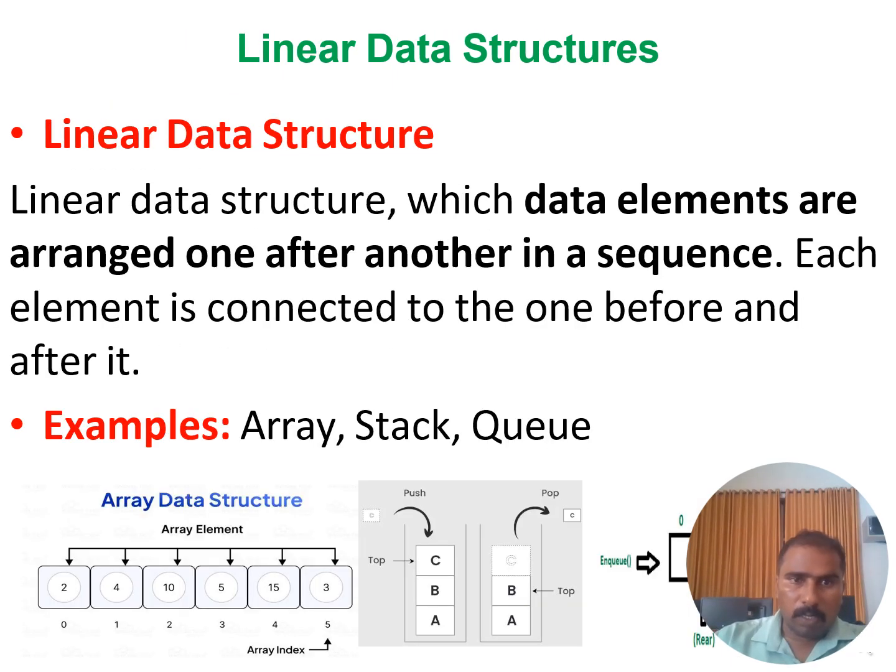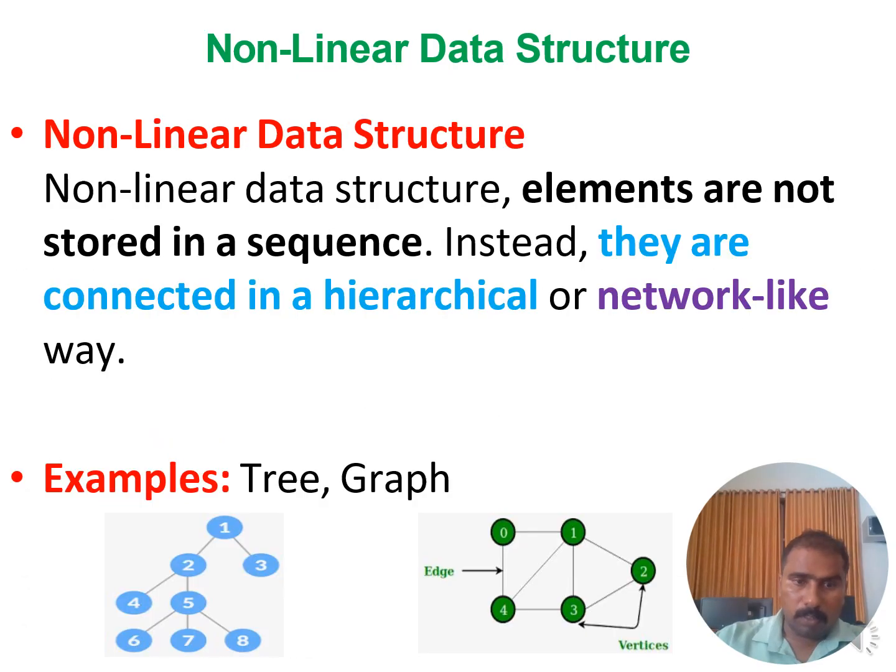Next we are going to see the linear data structure. In a linear data structure, data elements are arranged one after another in a sequence. Each element is connected to the one before and after it. We store the data one by one in sequential order, so that is called a linear data structure. Non-linear data structure examples are trees and graphs.